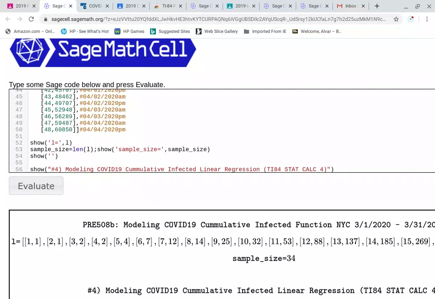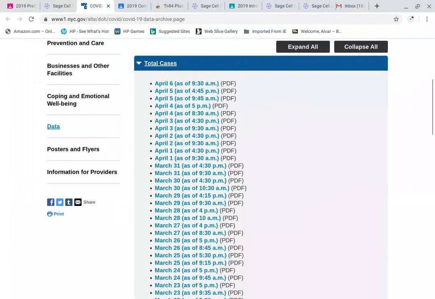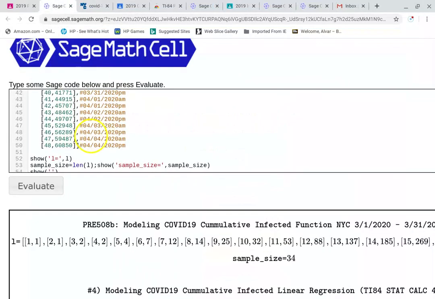What happened to April 5th? Oh, I don't have April 5th on here. Okay, let's add on April 5th. Here we go. So let's go here, and April 5th AM is 63,767 cases. All right, in the AM. Alrighty, so let's put that in there. So I'm going to move this down. I'm going to say square brackets. 49th piece of data is Sunday morning, yesterday morning, April 5th. And we get that many more.